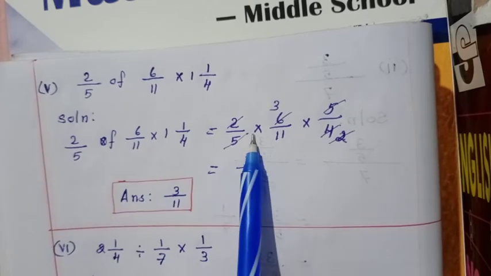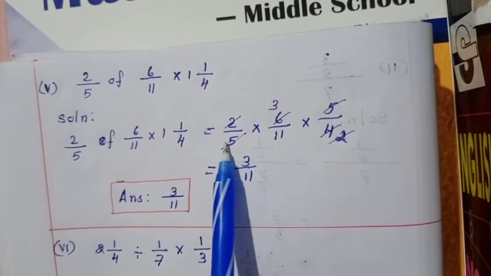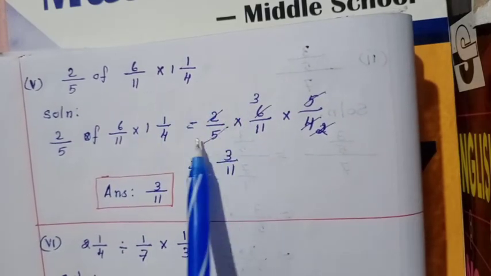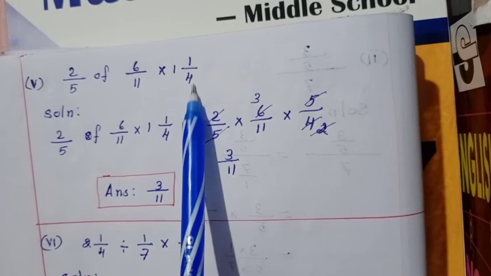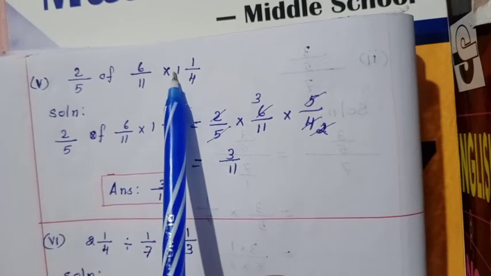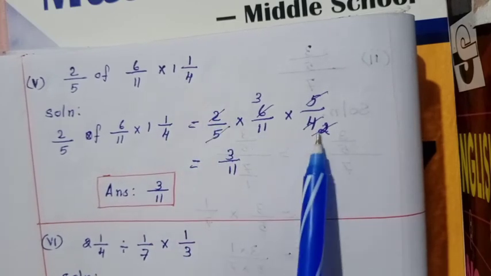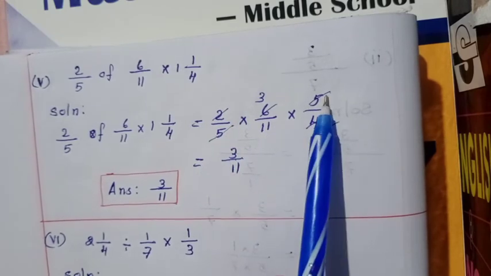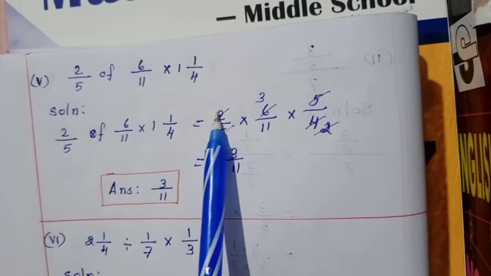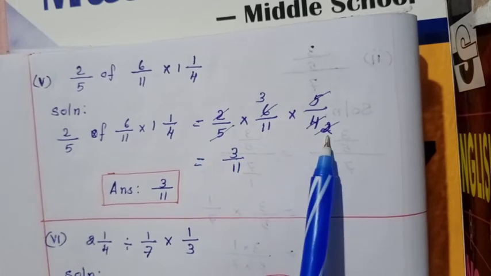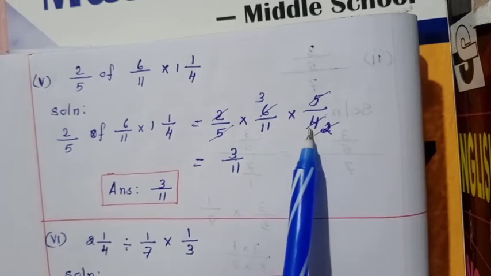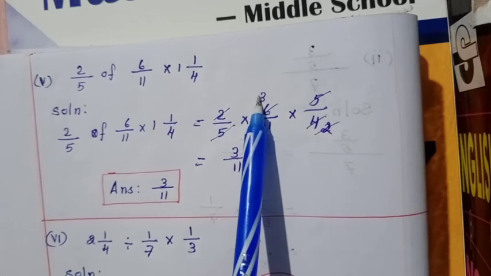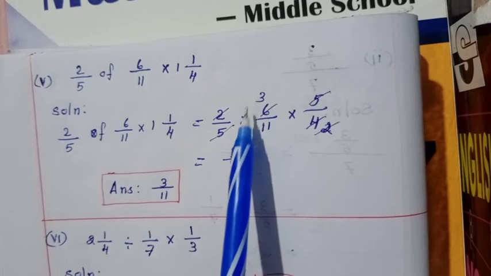2 by 5 into 6 by 11. Here we can divide; next is multiplication only. So into 1 by 4, we can write 1 1 by 4 as 4 into 1, 4 plus 1, 5 by 4. So all three together we can calculate: 5 and 5 cutting. Then 2 and 4 cutting, that is 2 times in 4, 2 times. Next 2 and 6 cutting, 3 times, 2 in 6 3 times.